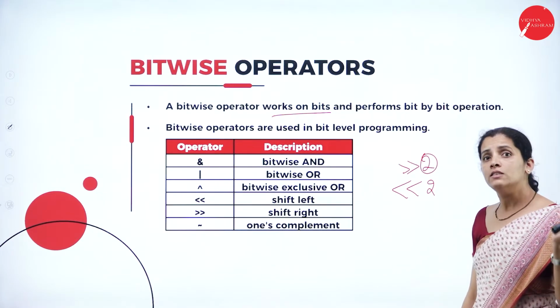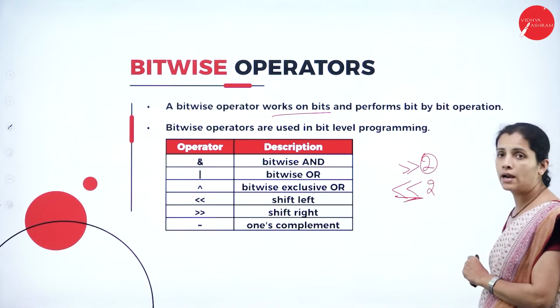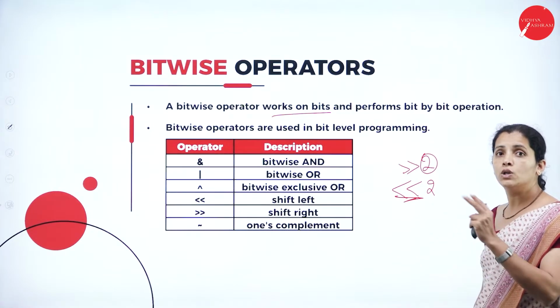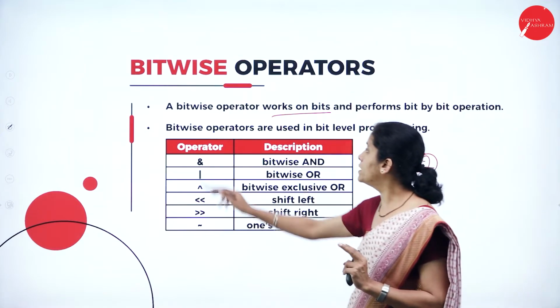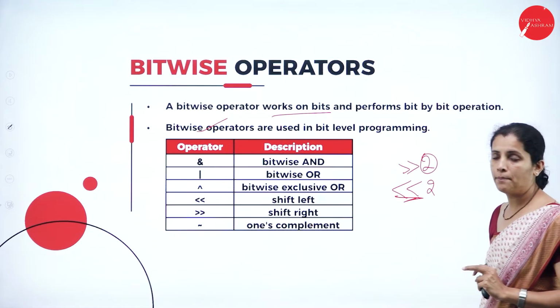I'm going to shift 2 bits towards right. And if I consider this one, I'm going to shift 2 bits towards left. So, bitwise operators are used in bit level programming.